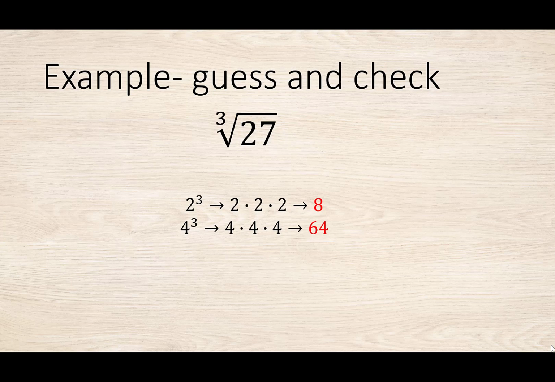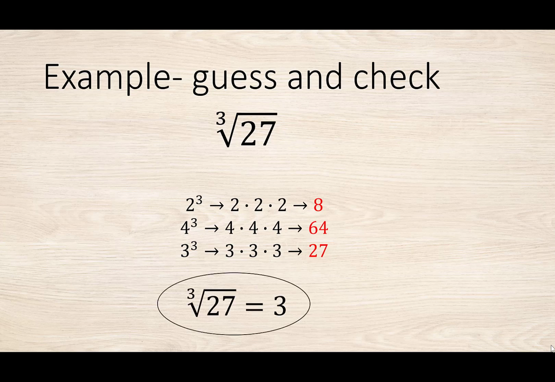I need to pick something in between 2 and 4, which happens to be 3. So I'm going to try 3 cubed. 3 times 3 times 3 gives me 27, which is the number that I need. So the cubed root of 27 is 3.